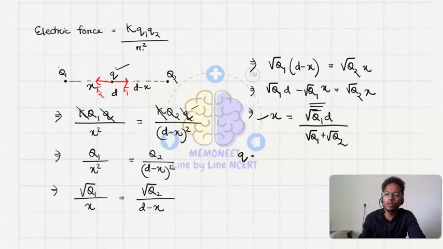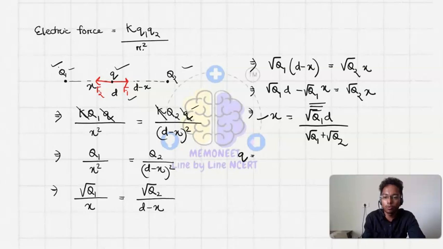Then if we have charges q1 and q2, and another third charge, the test charge, placed somewhere between q1 and q2 at x distance from q1, and that will be d minus x distance from q2. If the question asks where the third charge should be placed so that it will be in equilibrium position, we can write k q1 into q upon x square is equal to k q2 into q upon d minus x whole square.